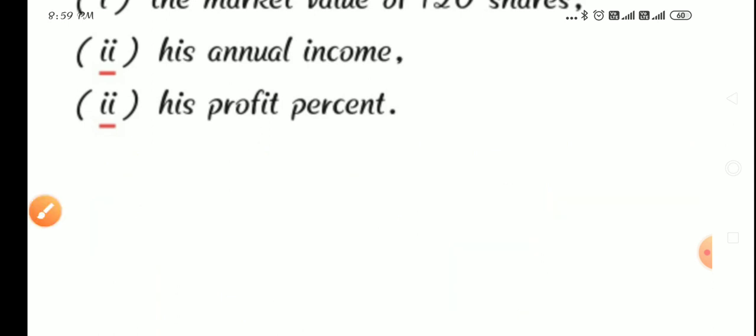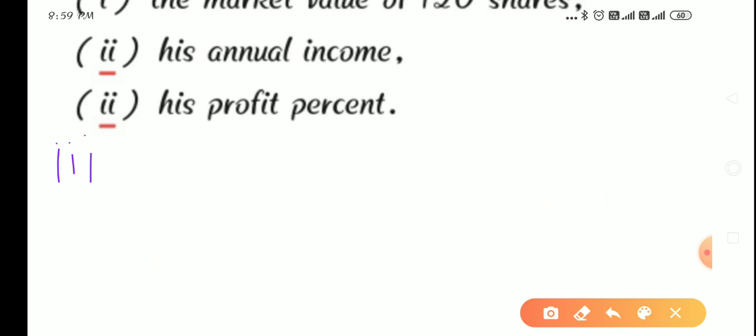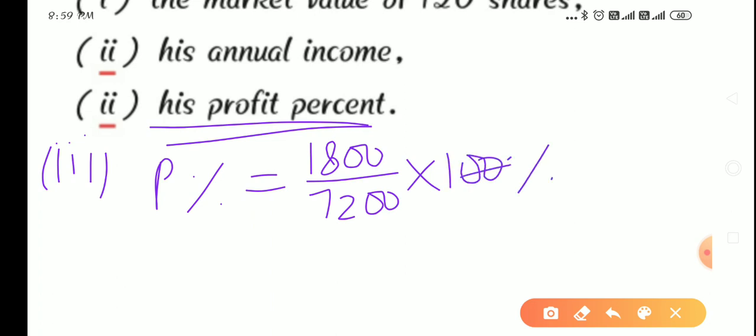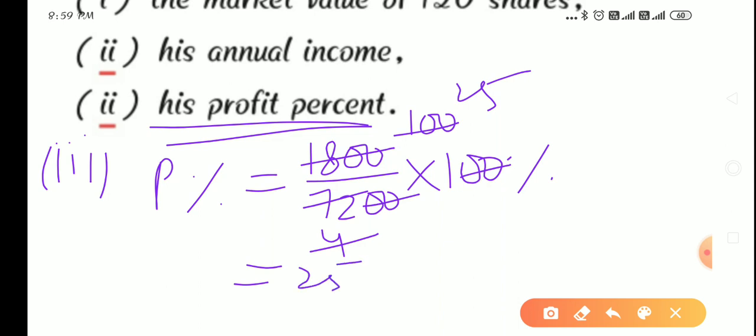Now the third part we will solve. What is the third part? His profit percent. So profit percent, I told you, is income percent: income upon investment. What was the income? 1800, which you calculated in the second part. And what is the investment? Investment you calculated in the first part, 7200, multiplied by 100%. 2 zeros cancelled. 18 ones are 18, 18 fours are 72, 4 25s are 100. So profit percent is coming 25%. So like this you can solve. This is the final answer.